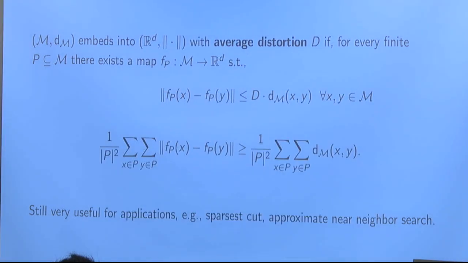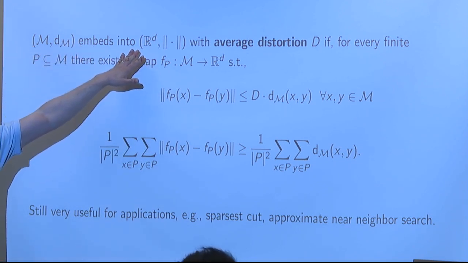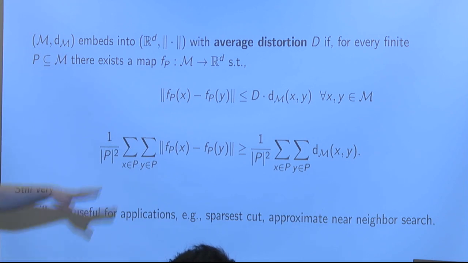Remember, for bi-Lipschitz embedding, we wanted to make sure that, okay, so what is the definition? Sorry, let me back up and make sure this makes sense, because it's the most important definition for the next many minutes. Good. So again, this is a relaxation of a bi-Lipschitz embedding. And it asks the following. So we say that some metric space embeds into some norm space, think Euclidean space, with average distortion D, if the following is true.